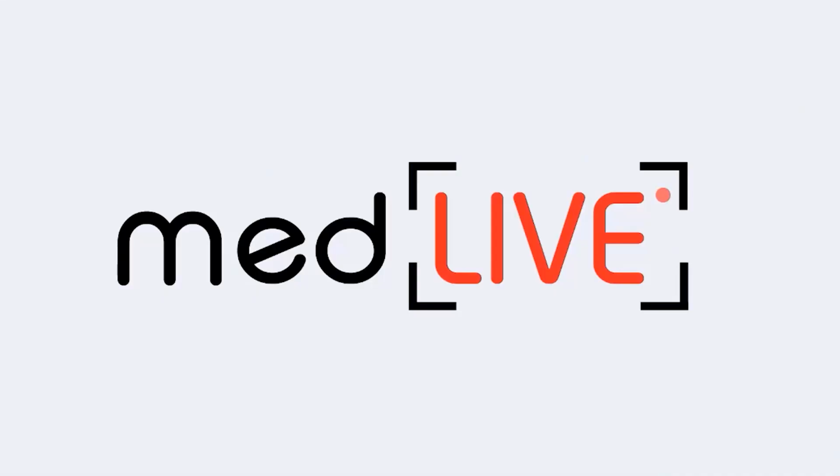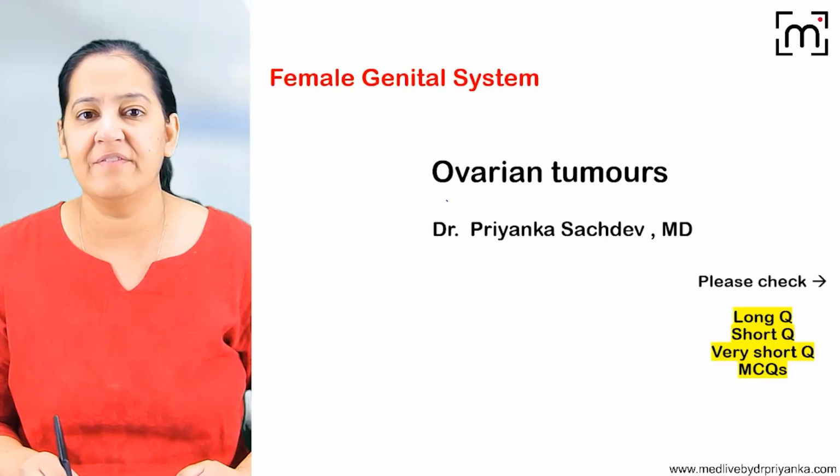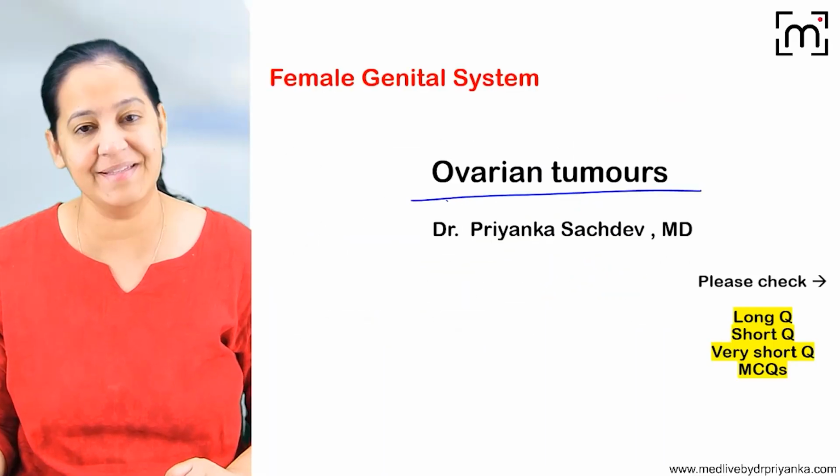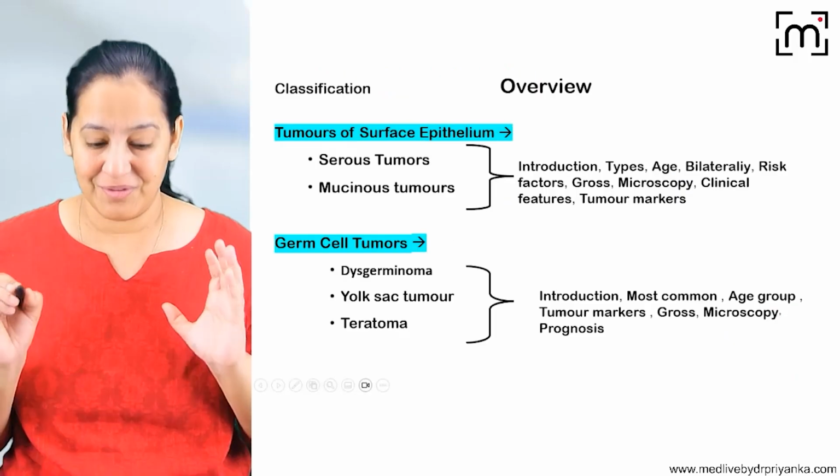Or you can get a short note or very short note on one of the germ cell tumors, that is dysgerminoma, yolk sac tumor, teratoma. So we are going to discuss all ovarian tumors in detail. We are starting a very important topic, that is ovarian tumors. So this is the overview.